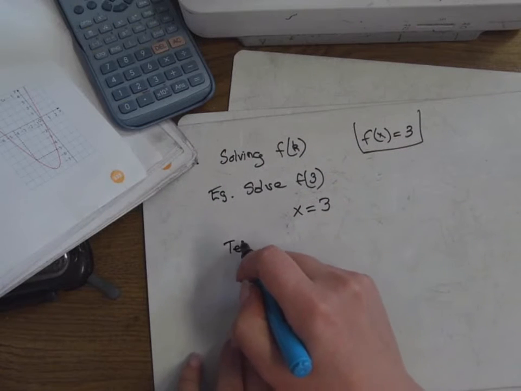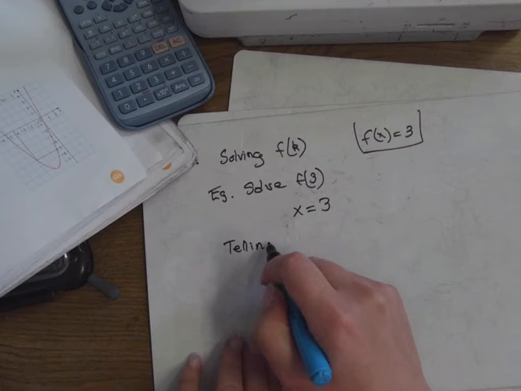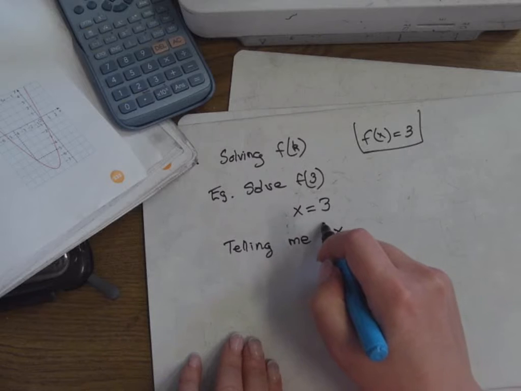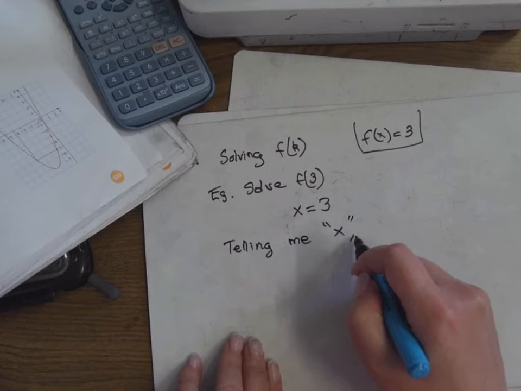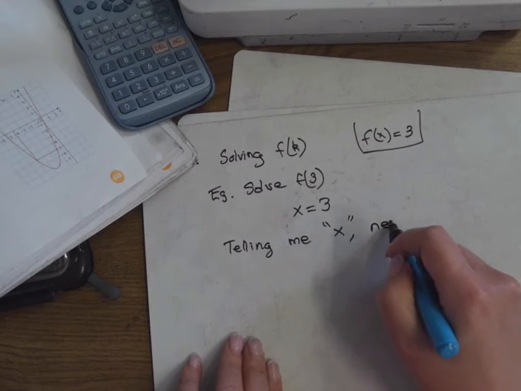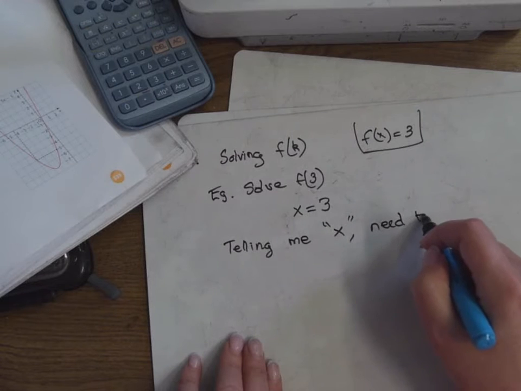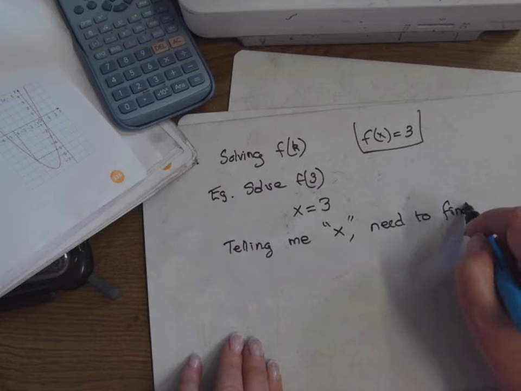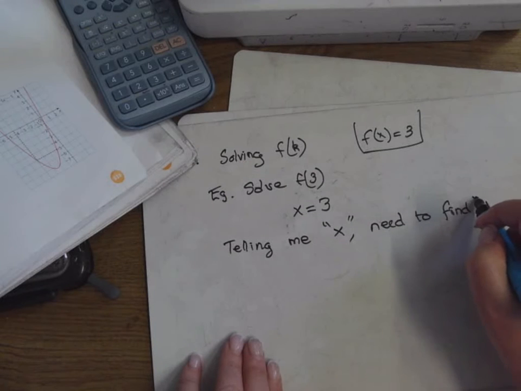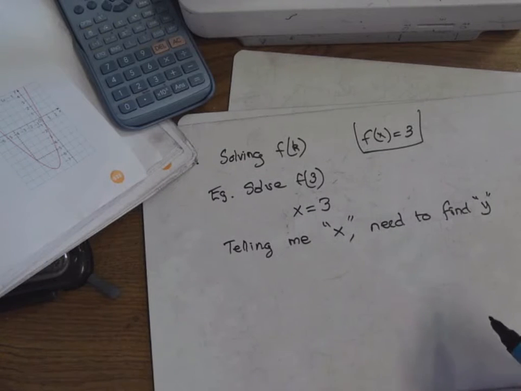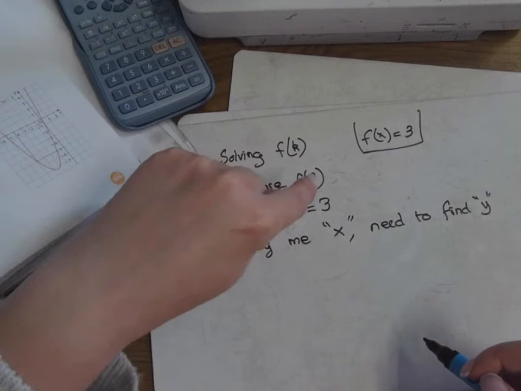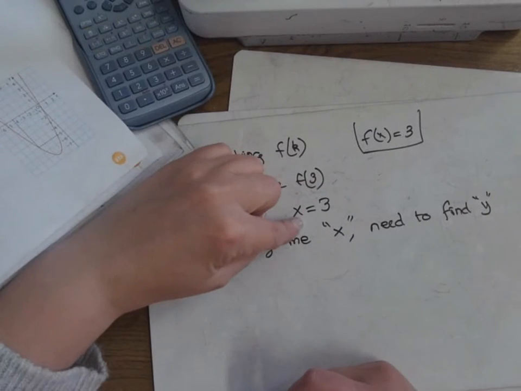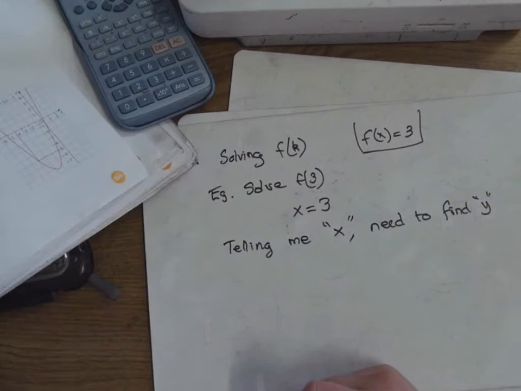So if they tell me X, what do I need to find? Y. Okay? If they're telling me X, I need to find Y. So different to yesterday. Yesterday they told me Y and asked me for X. Today the question is going to be, here's X, tell me Y. And how do you know they're giving you X? Because X is the input and it's in the brackets.